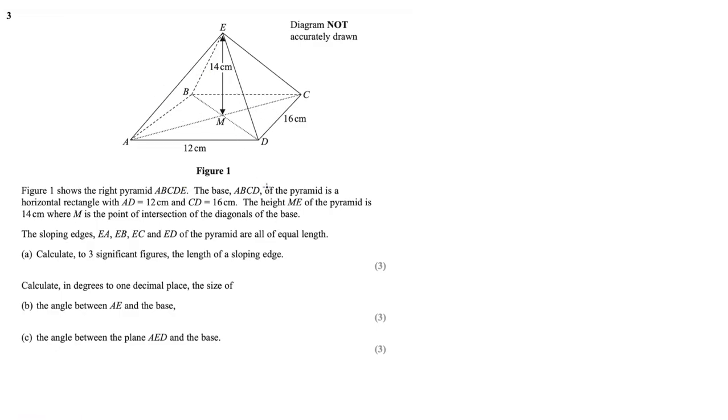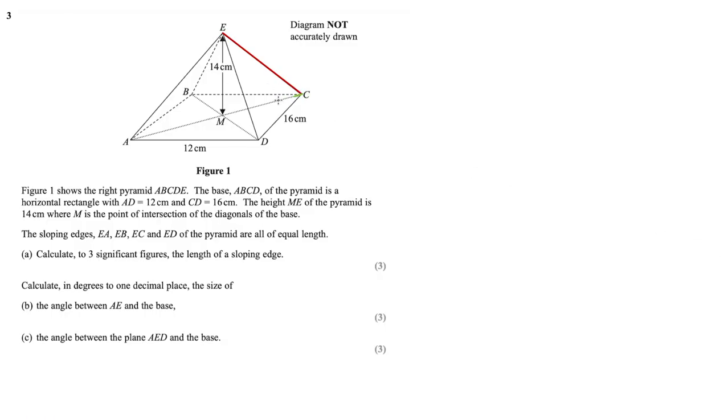Figure 1 shows the right pyramid ABCDE. Okay, base here, height, this is all given. Okay, fine. The sloping edges, they're all equal length. Calculate to 3 significant figures the length of the sloping edge. Okay, so he basically wants, guys, this edge here. Let's use this one. So these are all the same.